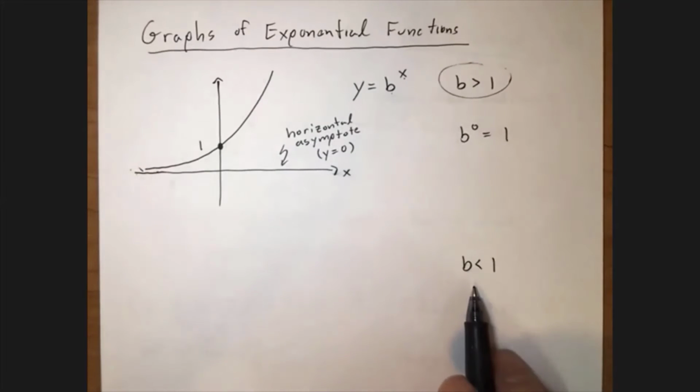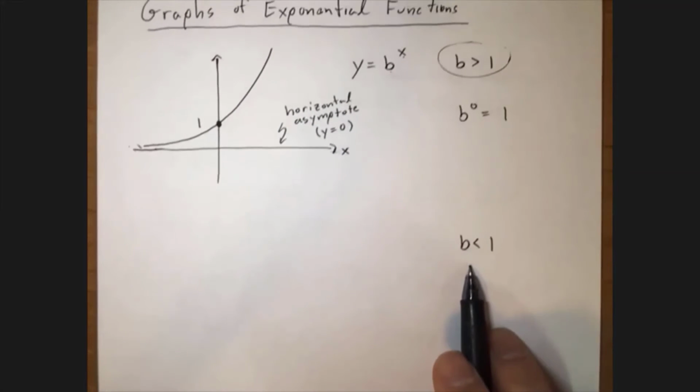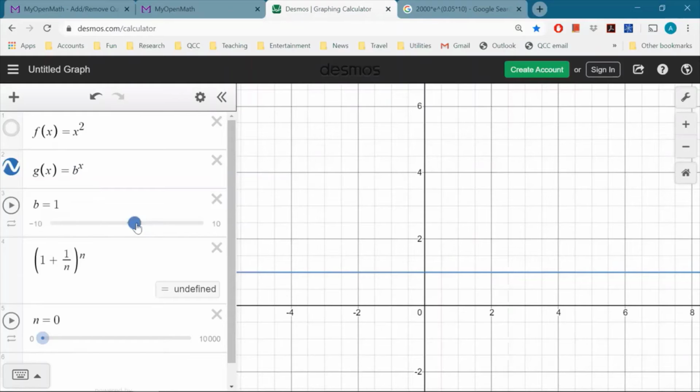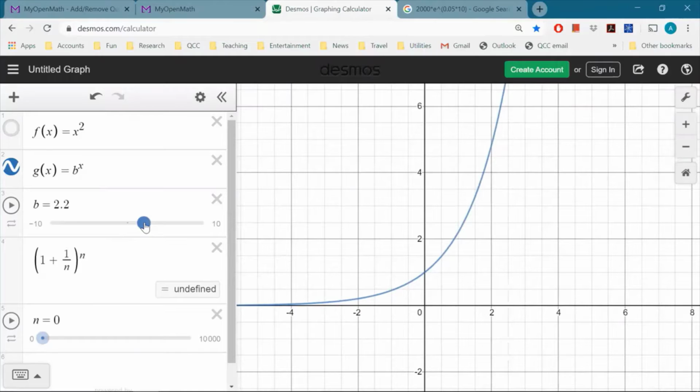Now, what's the situation when b is less than 1? Actually, maybe we should just go back to the computer and take a look. I'm going to look at different values for b here. So here's what it looks like when b is 2. If I make b bigger, what's going to happen? Well, the graph gets steeper. And that should make sense, because you're raising larger numbers to a power. You should get even bigger numbers, right? So you can see as b gets large, it gets steeper and steeper.